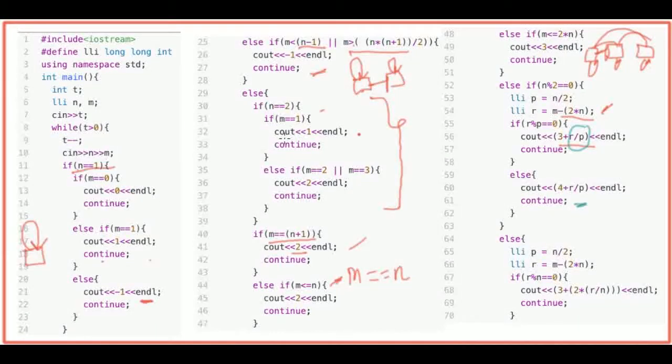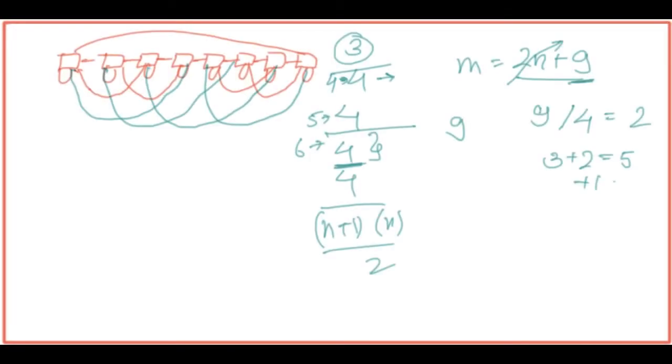Else if n is odd, I'm still taking p equal to n by 2, that is the connections I can make at max, right? And then I'm checking this. So now let's see. For the odd case, I have to explain a bit further.